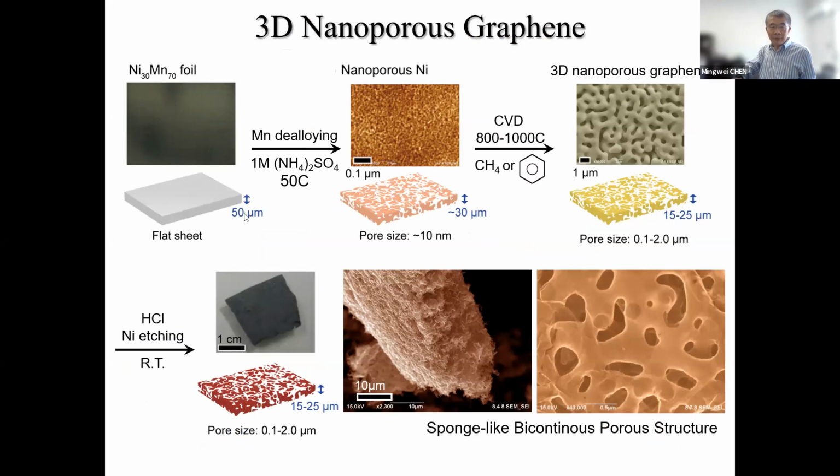manganese foil with a thickness you can control from 10 micron to 100 micron. After dealloying, you get nanoporous nickel. You use the nanoporous nickel as a template, put it into the CVD chamber for CVD growth. You can grow the graphene on the internal surface within the deep channels, right? By chemical etching, you dissolve and remove the nickel, and you simply get this kind of three-dimensional graphene.